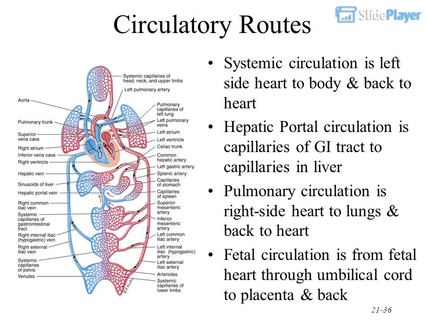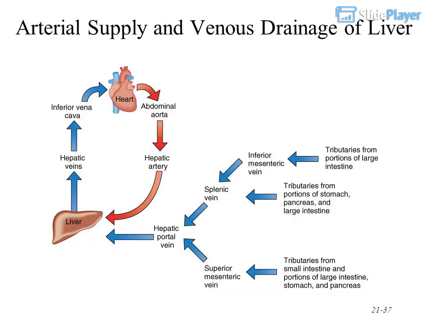Circulatory routes. Systemic circulation is left side of the heart to the body and back to the heart. Hepatic portal circulation is capillaries of the GI tract to capillaries in the liver. Pulmonary circulation is right side of the heart to the lungs and back to the heart. Fetal circulation is from the fetal heart through the umbilical cord to the placenta and back. Arterial supply and venous drainage of the liver.